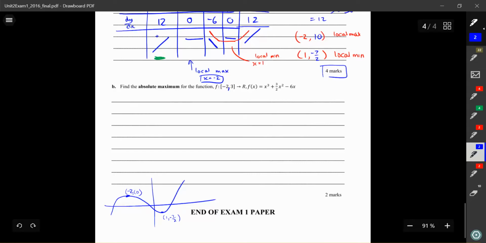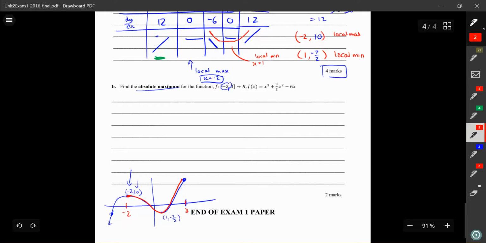But you don't need to know because the question says find the absolute maximum. So I just need to know whether the endpoint is higher than the maximum value, which is 10, or not. There's really no point testing negative 2 because we already tried negative 2. This negative 2 here is actually right there. The graph is drawn from negative 2 to 3, so it's likely to start here.